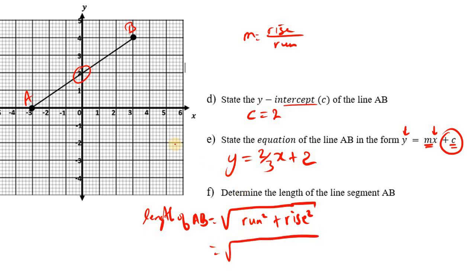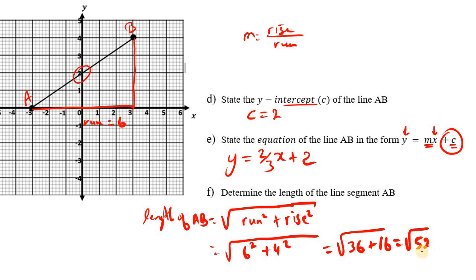The run is what we got for the run. The run was going from this to here. That was 6 units, right? 1, 2, 3, 4, 5, 6. And we go up 1, 2, 3, 4. So it's going to be 6 squared plus 4 squared, which gives us 36 plus 16, which gives us the square root of 52. Calculator for that one, and the answer is 7.2111, but to 2 decimal places it's 7.21 units.